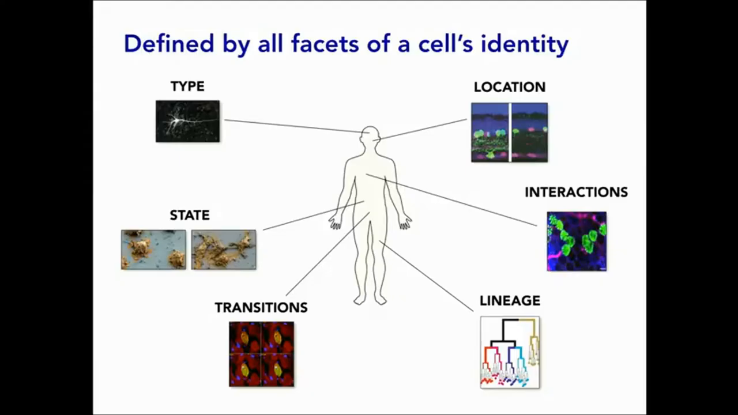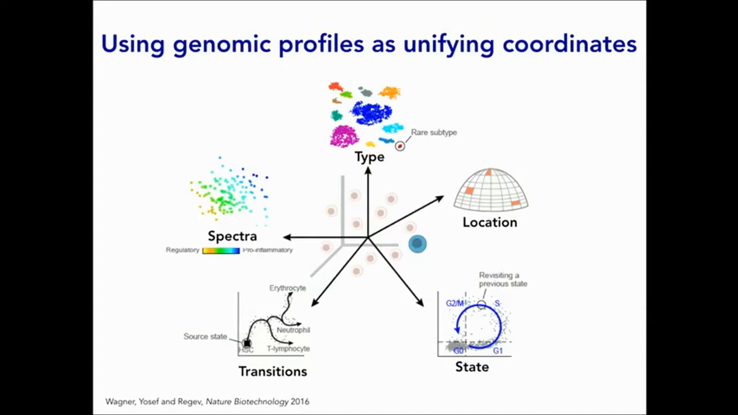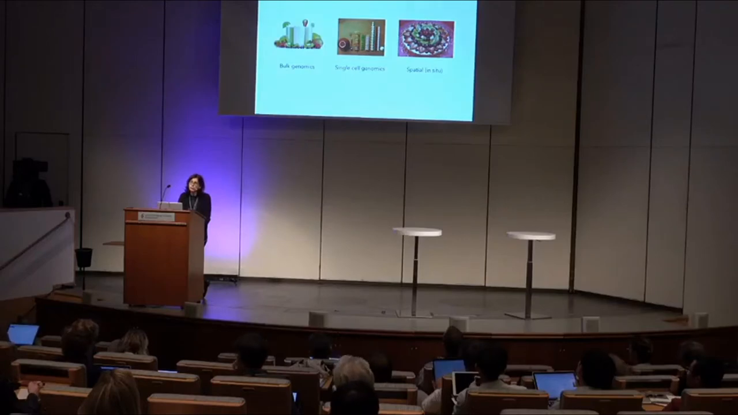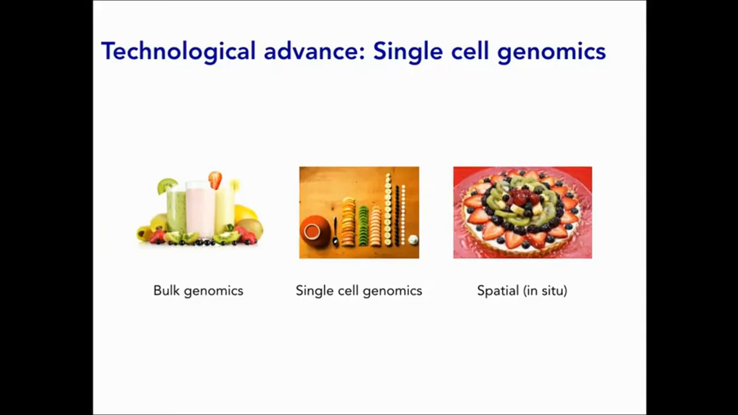In this process, we learned that there are many different facets to a cell's identity, including their types, their states, their history of transitions and lineage, where they're located in the body, and what other cells they interact with. And it was increasingly clear that molecules have to underlie all of these different facets. And if this is the case, then we would expect that genomic profiles could maybe form a unifying set of coordinates. In the last few years, because of, again, technical advances in our ability to profile individual cells, both as they are dissociated from tissue and increasingly in the context of tissue, we can start thinking about putting all of this together in order to build a reference map of the cells of the human body.